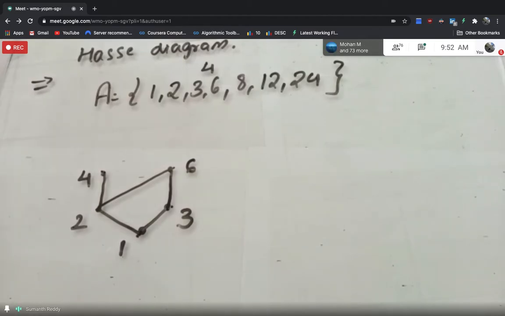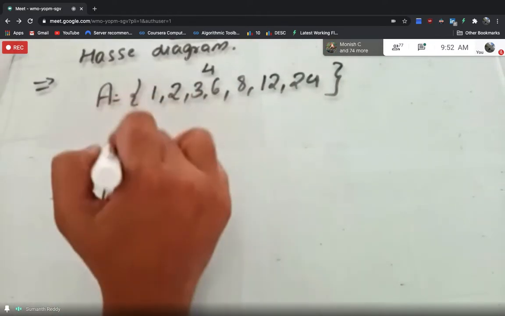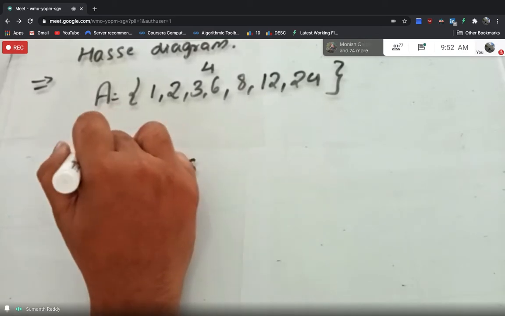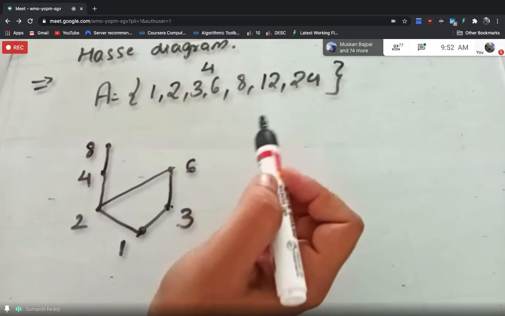When I have to write the 8 here, you cannot write it there because 6 won't divide 8. So I will write it here. If I write it here, 2 will divide 8 and also 4 will divide 8. So next we have 12.